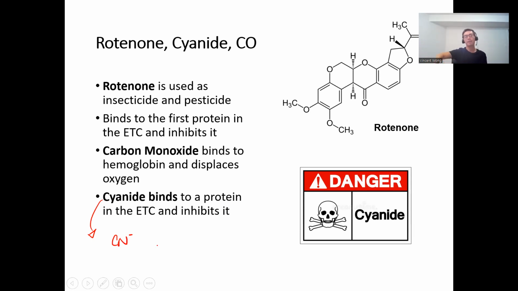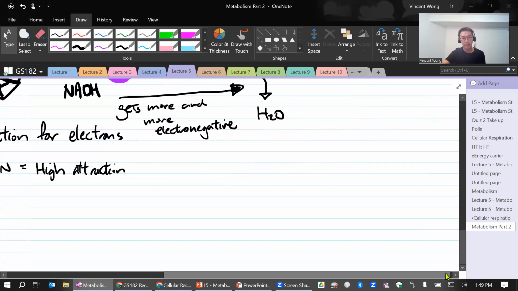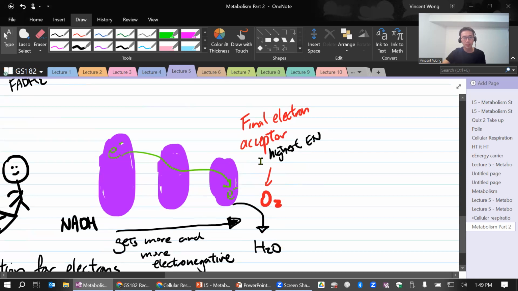So CN negative is even more electronegative than the oxygen, right? So it binds to the protein in the ETC and basically clogs up the chain. All these things end up clogging the ETC. So look here, I was telling you that the oxygen is the one with the highest EN. It's able to pull the electron off the ETC so that you maintain the flow.